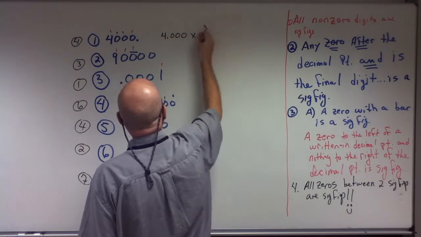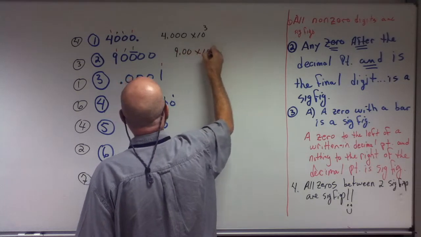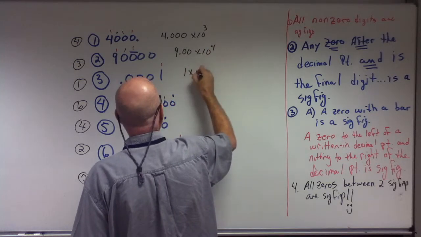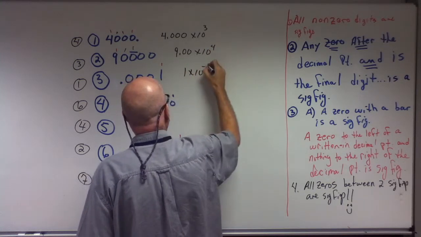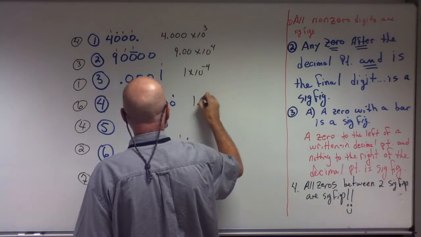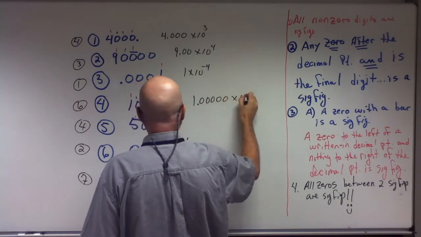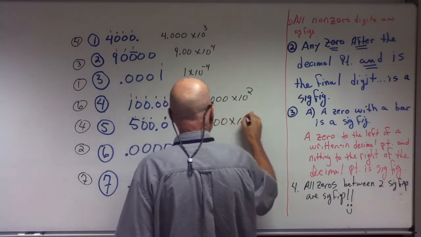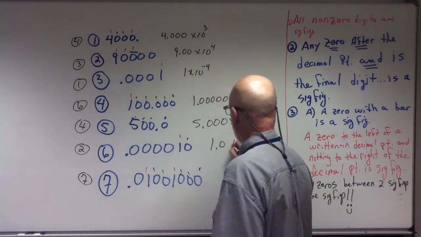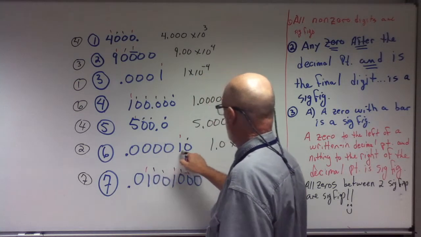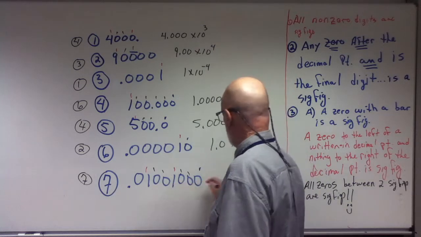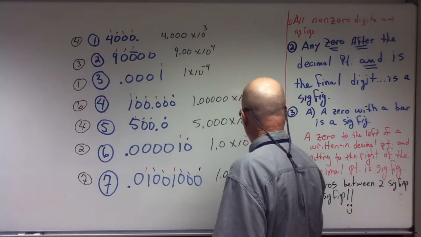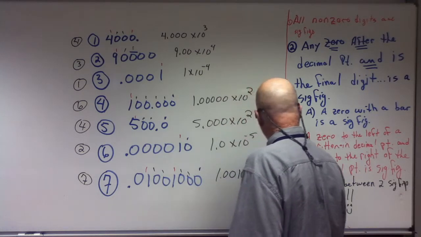4.000 times 10 to the third, 9.00 times 10 to the 1, 2, 3, 4. This is 1 times 10 to the negative 4. This is 1.00000 times 10 to the 2. This is 5.000 times 10 to the 2. 1.0 times 10 to the 1, 2, 3, 4, 5. This is 1.0, 1, 2, 0, 1, 0, 0, 0 times 10 to the negative 2.